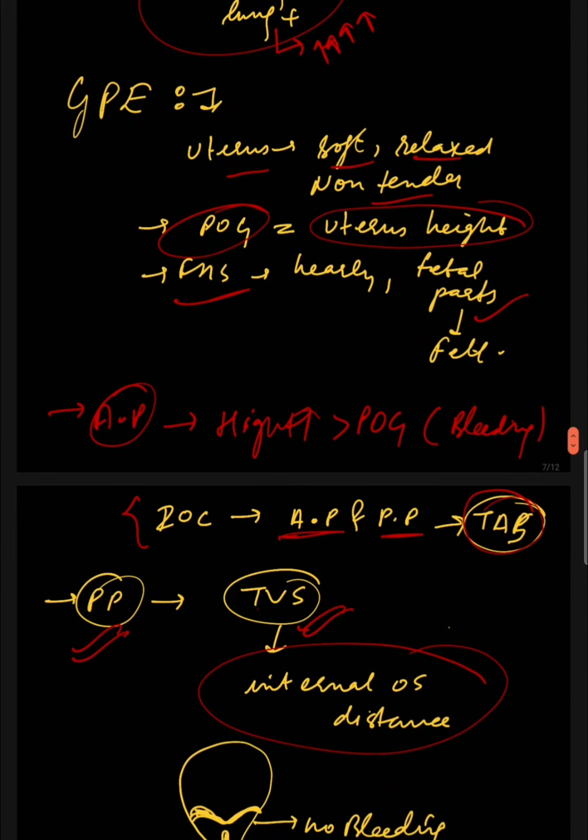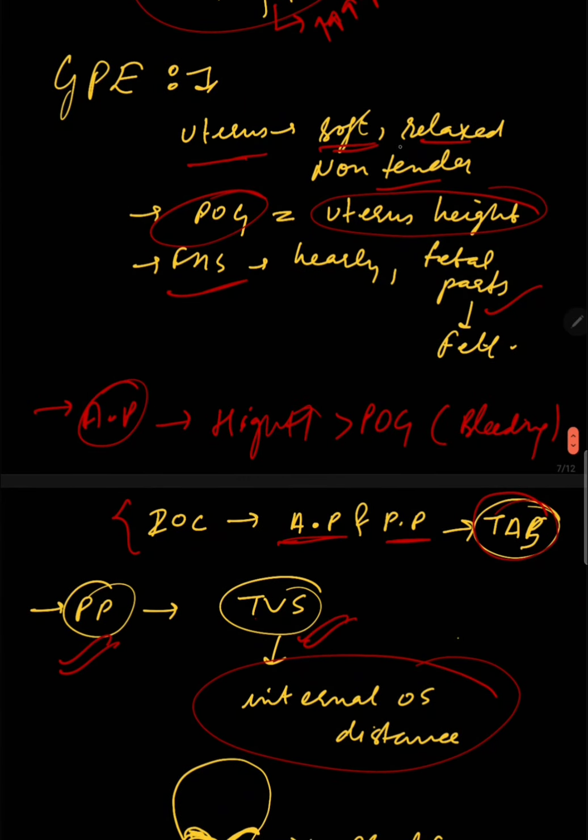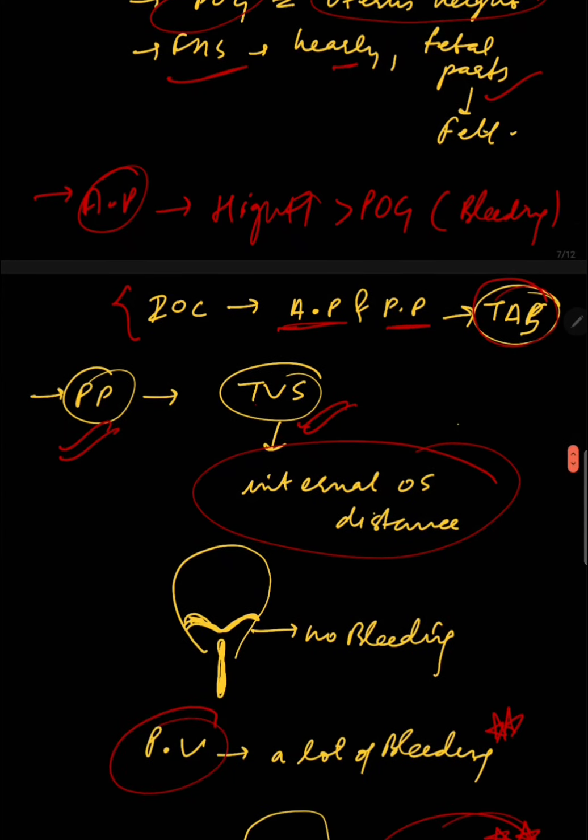On general physical examination, what findings will you have if it is a case of placenta previa? The uterus will be soft, relaxed, non-tender, and the height of the uterus will be equivalent to the period of gestation. Fetal heart sounds will be heard, fetal parts will be felt. In a case of abruptio placenta, the height of the uterus will be more than the period of gestation.